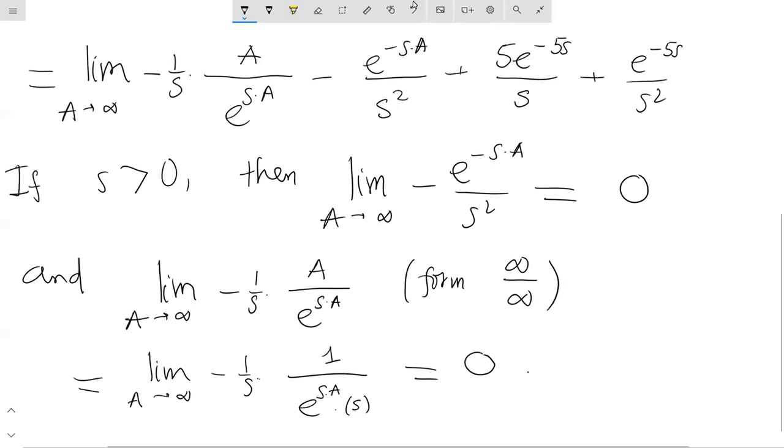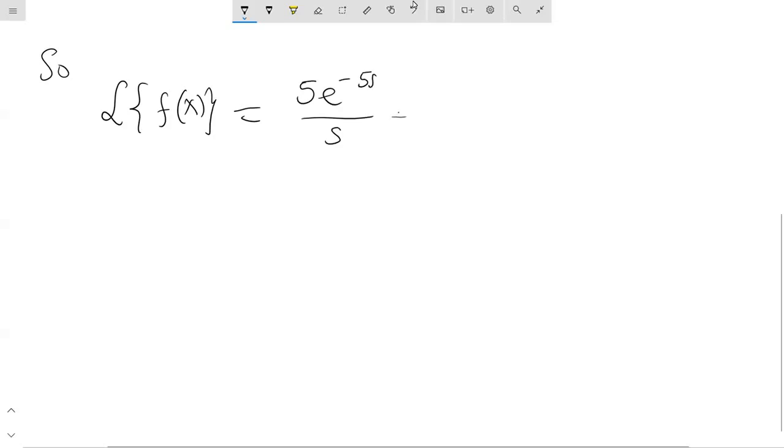Because the limit of the first two terms is 0, the Laplace transform is just the last two terms. So we have the conclusion: the Laplace transform of our function f of x is 5e to the minus 5s over s plus e to the minus 5s over s squared, provided that s is positive.